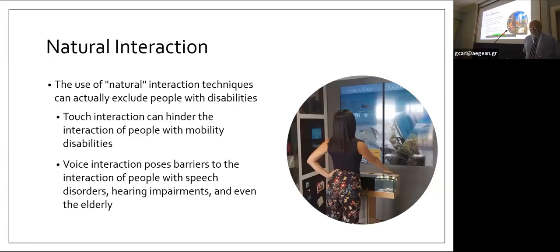Natural interaction. We use natural interaction techniques, for example, through voice commands or gestures. We can actually exclude disabled people if we're not careful. Touch interactions, the most commonly used method of interacting with smart devices, can hinder the interaction of people with mobility disabilities. Voice interaction, which is often used to interact with smart assistants, poses obstacles to the interaction of people with speech disorders or hearing problems, and of course, also for the elderly.